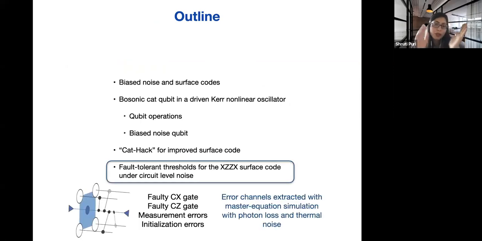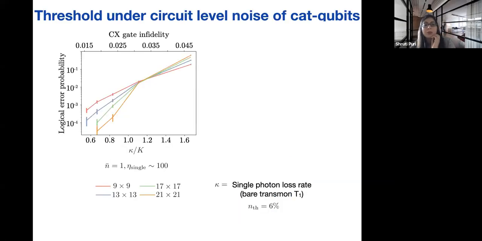Okay, so now what I want to do is go back to that XZZX surface code and simulate it for the real circuit-level noise for these cat qubits and see what thresholds I get. I basically assume faulty CX gates, CZ gates, measurement errors, and initialization errors, and actually simulate the master equations for these processes under the most common sources of decoherence, which is photon loss and thermal photon gain. From these master equation simulations, I extract the error channel and then look at the performance of this XZZX surface code.